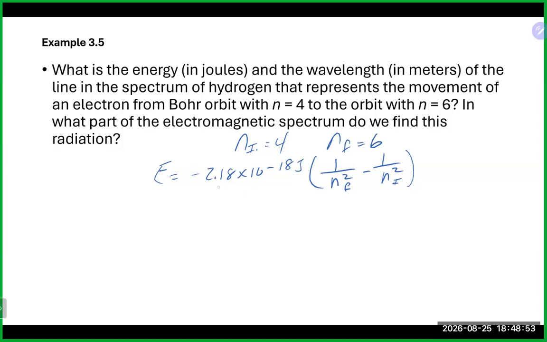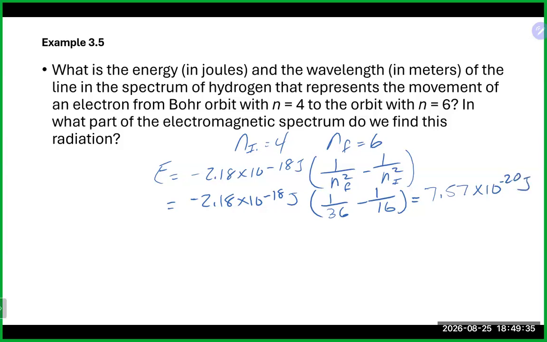Again, we pop into here our minus 2.18 times 10 to the minus 18 joules. That's going to give us 1 over 6 squared, which is 36, minus 1 over 4 squared, which is 16. If I do that, 1 divided by 36 minus 1 divided by 16, times my 2.18 times 10 to the minus 18, that's negative, so that gets me an energy of about 7.57 times 10 to the minus 20 joules, to 2 decimal places.